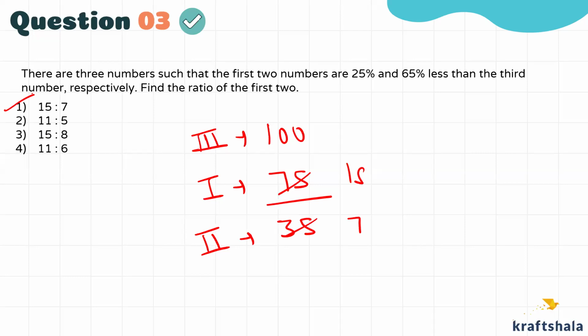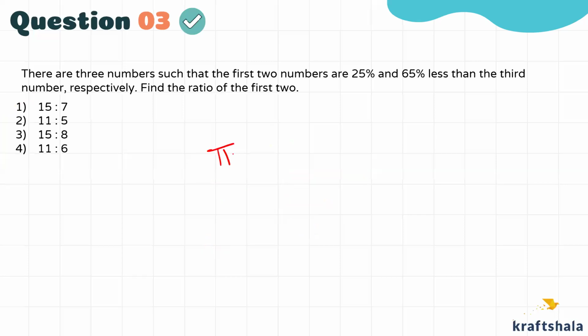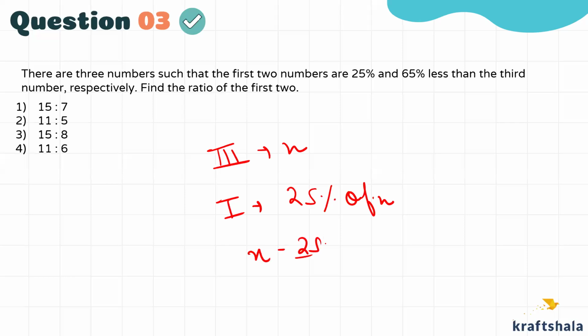अगर x assume करके करेंगे तो फिर कैसे होगा? बताता हूँ. x से भी कर सकते हो. थर्ड को हमने मान लिया x. So first number 25% less है. So 25% of x कम है. That means x minus 25% of x. इसको लिख सकता हूँ मैं 75% of x.